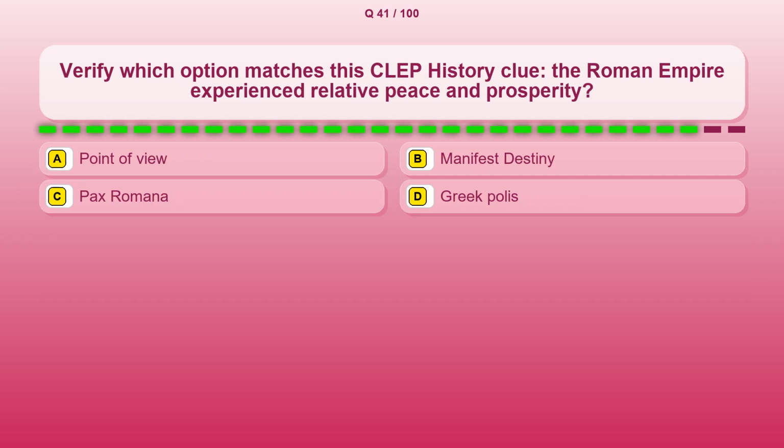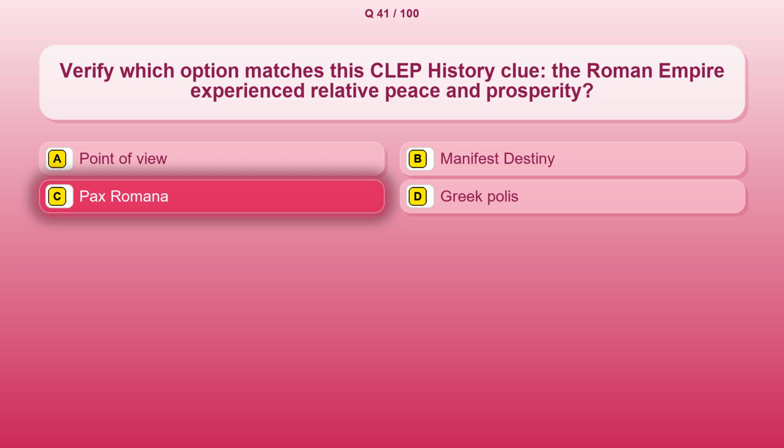Question 41. Verify which option matches this CLEP history clue. The Roman Empire experienced relative peace and prosperity. Option A. Point of view. Option B. Manifest destiny. Option C. Pax Romana. Option D. Greek polis.